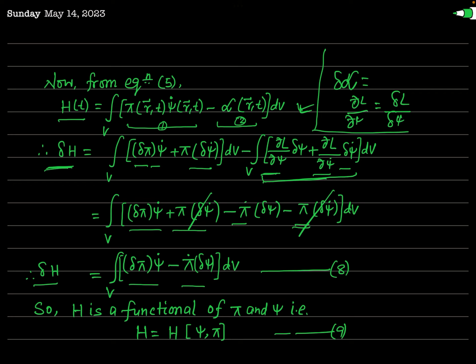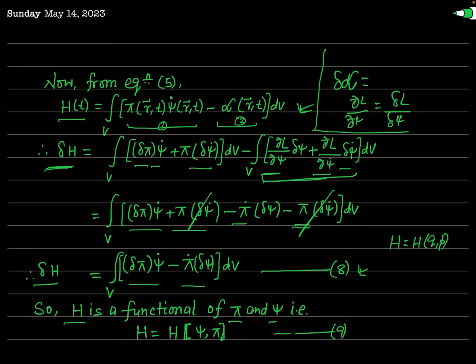Now it is clear from equation 8, if you observe keenly, that this Hamiltonian H is a functional of pi and psi. Don't say function, I am saying functional. You have learnt in earlier lectures that functionals are written inside square brackets. If H is a function of q and p, you simply write small brackets. But if H is a functional of psi and pi, you write the square bracket. This square bracket represents that H is not a function but a functional of psi and pi.